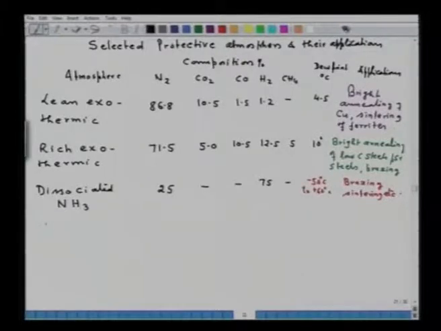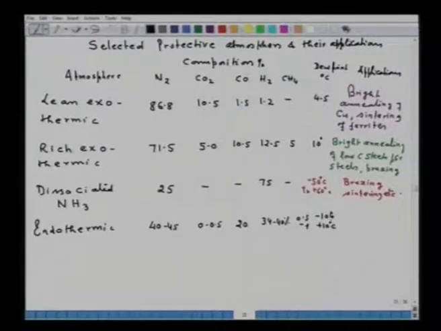Now still another atmosphere is the endothermic atmosphere. In the endothermic atmosphere, nitrogen varies from 40 to 45%, CO2 0 to 0.5%, CO is 20%, note that CO is 20%, hydrogen is 34 to 40%, and CH4 is 0.5 to 1%, and minus 10 to plus 10 degrees C is its dew point, and this is used for hardening, carburizing, sintering, and several other types of functions.